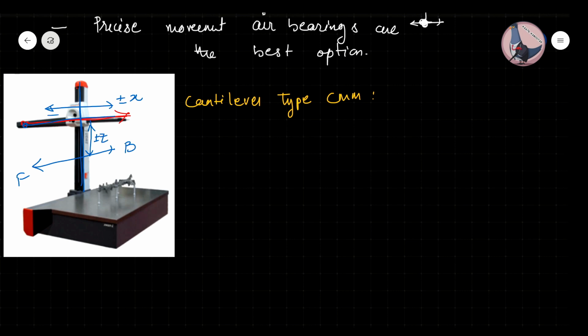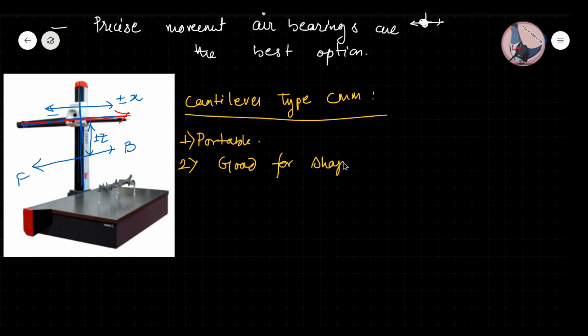Okay, now this is a very small type of CMM, very small in size, so it is very portable. Fine, very portable. Then it is very good for shop floors. This is one point. Second point is, if you need small components, then you very well can measure with it.